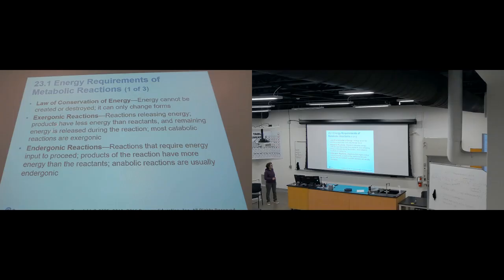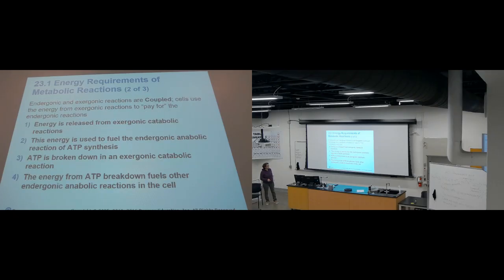And then we have exergonic reactions in which you release energy, so your products have less energy than the reactants. And the opposite is true for endergonic reactions. So you need energy for this transformation of energy. So the products of the reaction have more energy than the reactants. So when it comes to catabolism, since you have an exergonic reaction, you release energy, so you generate heat. And then this energy is used to fuel endergonic reactions.